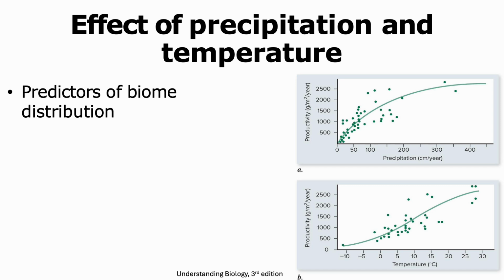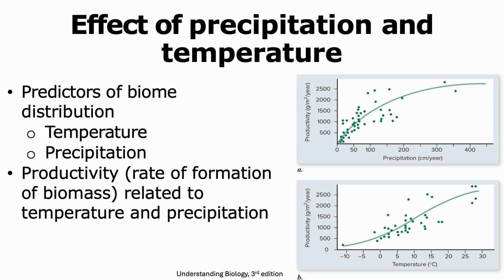The type of biome that will be formed in a region depends on the temperature of the region as well as the precipitation of the region. Productivity in general, which is the rate of formation of biomass, is related to temperature and precipitation. And thus, based on the productivity, we can see different types of organisms present in the appropriate biomes.